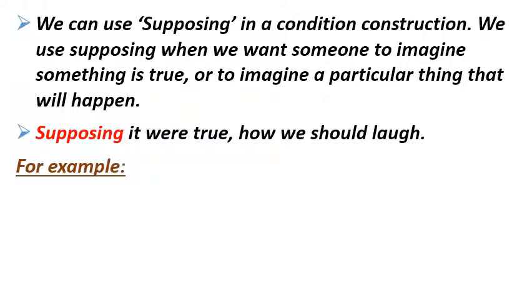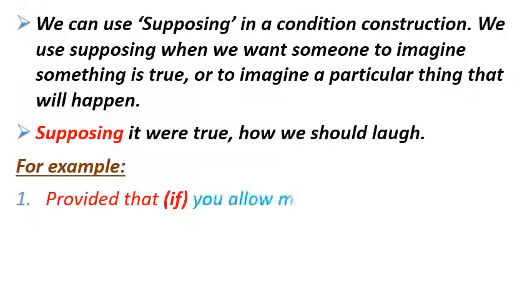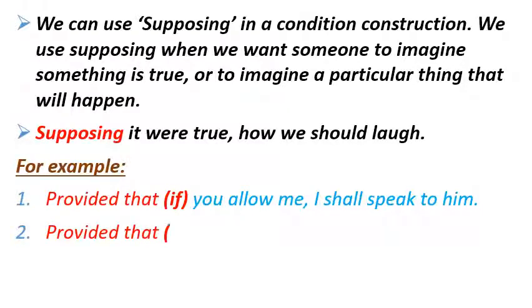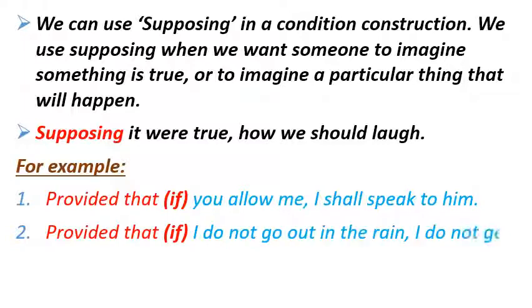Now let us see a few examples of past participles. Number 1, provided that you allow me, I shall speak to him. So instead of provided that we can use if also. But if we want to change the conditional sentences using a participial phrase, we have used provided that. Number 2, provided that I do not go out in rain, comma, I don't get wet.